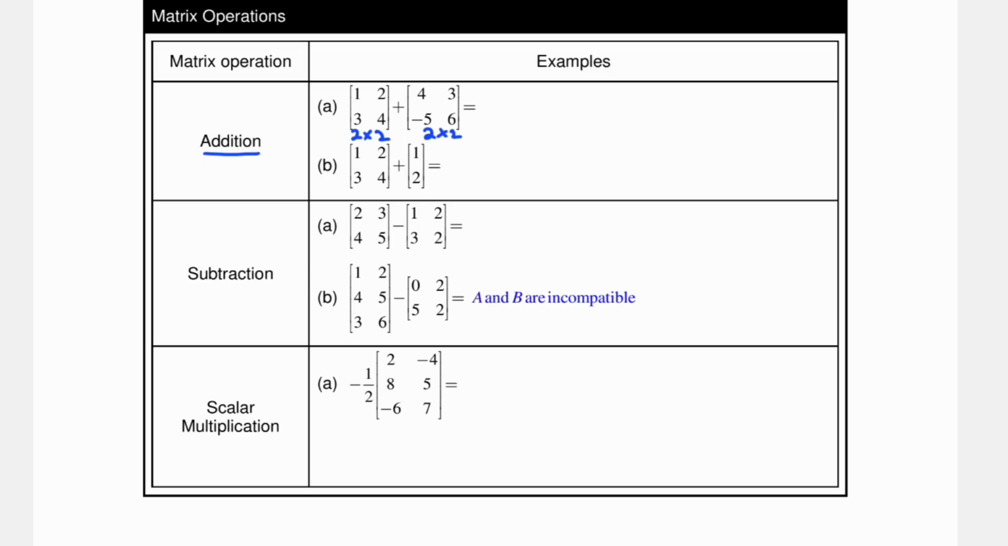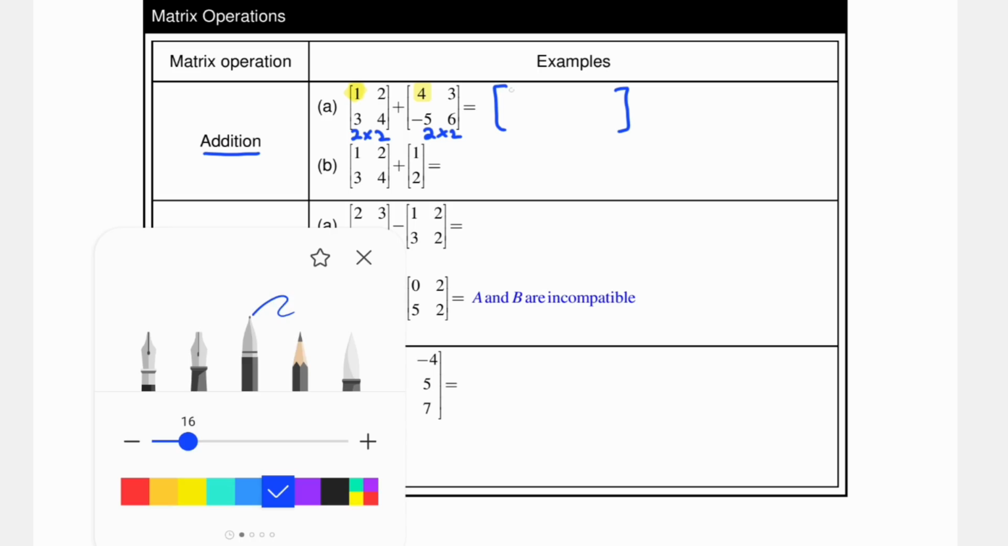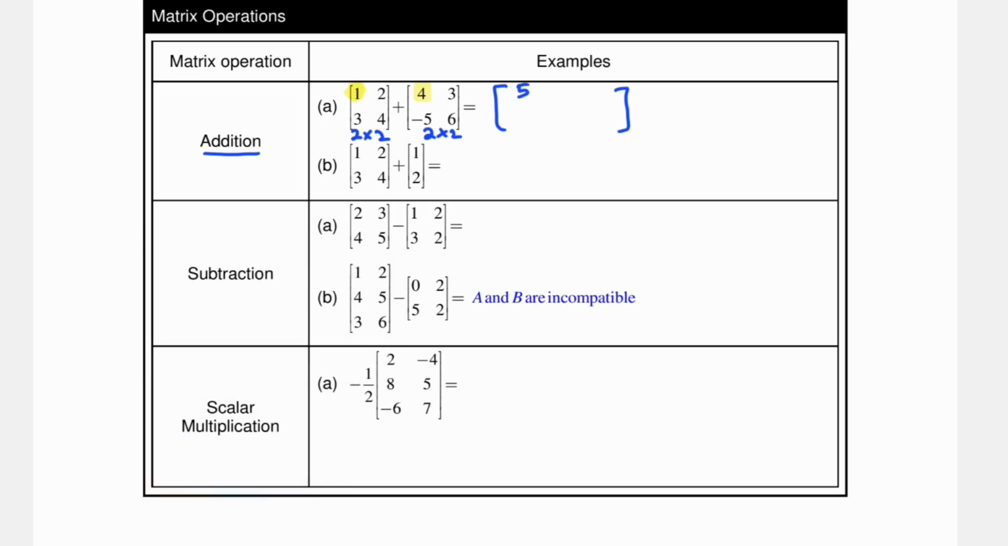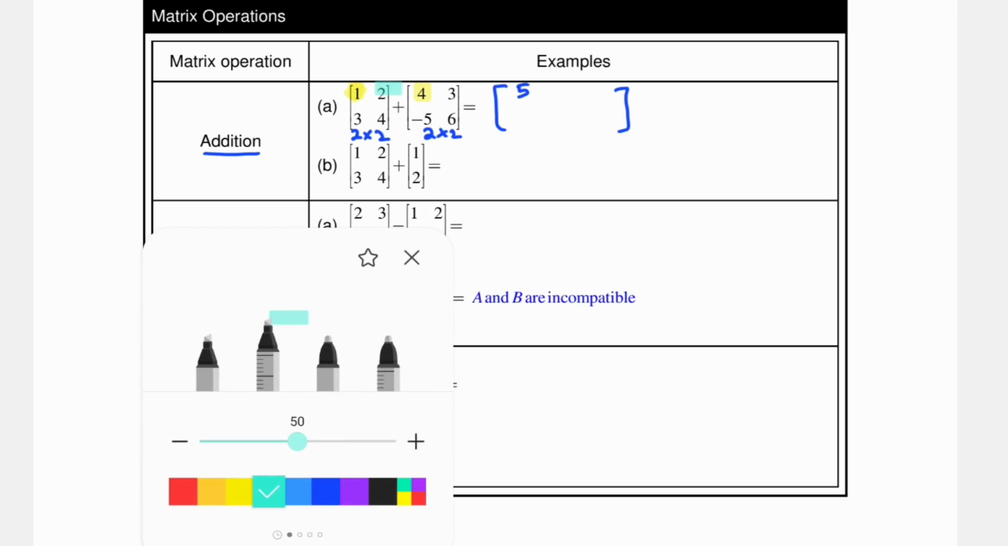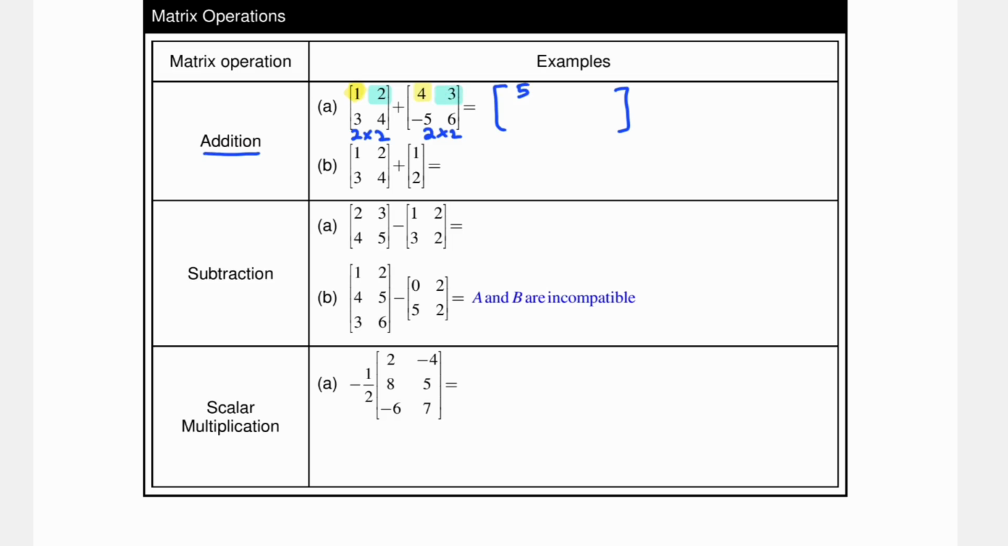So how to do the addition? You just need to add according to its entries. So the first entry, A11, must be added to the entry in the same position of the next matrix. So 1 should be added with 4, both in the same position in their matrices. So 1 plus 4 will give you 5. And do the same process for the other entries. So we have here 2, which should be added with 3. So 2 plus 3 will give you 5. And you just follow the same process for the next entries. So the next entry here should be negative 2, since it is the sum of 3 and negative 5. And the last one should be 10 because of 4 plus 6.